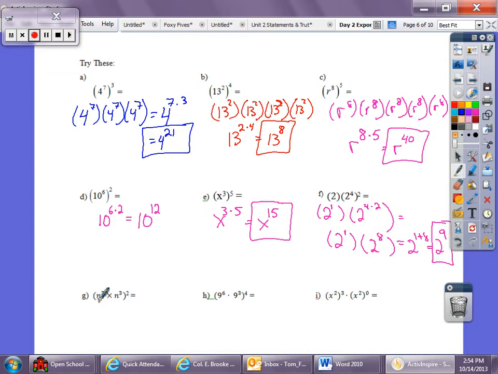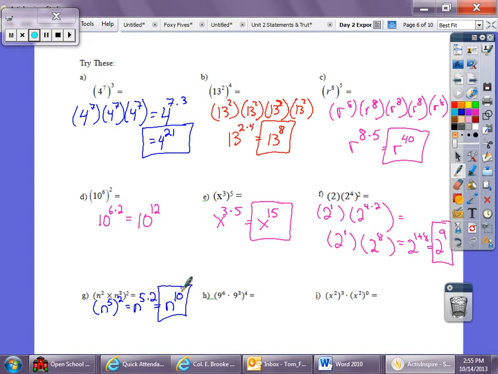Now this last set down here, we have n to the 2nd times n to the 3rd to the 2nd. We can put everything inside the parenthesis together. So this is going to be n to the 5th to the 2nd, and then we have n to the 5th times 2, which is n to the 10th.